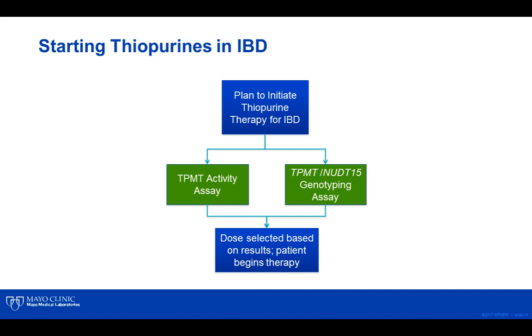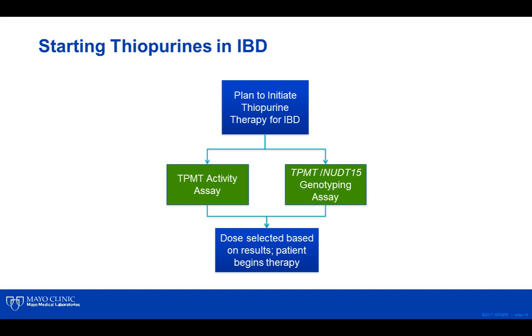So to recap, when a patient is starting on thiopurine medication, TPMT testing is recommended by the U.S. Food and Drug Administration. This can be accomplished by use of either an enzyme activity assay that you'll hear about towards the end of the presentation today, or genetic testing, which we'll talk about first. Use of either or both of these tests is recommended to identify individuals at increased risk of developing thiopurine toxicity.